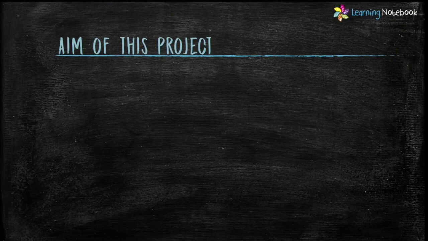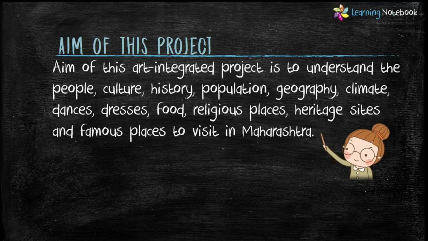Aim of this art integrated project is to understand the people, culture, history, population, geography, climate, dances, dresses, food, religious places, heritage sites and other famous places to visit in Maharashtra.